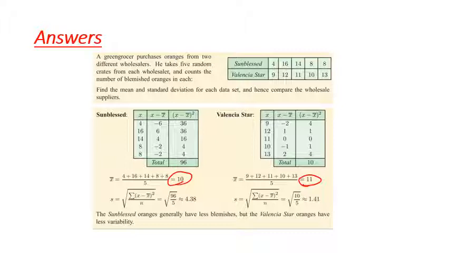However, when we go through and we look at the difference between the values and the mean, all right, so we're now looking at our second column of each, you can see that Valencia Star has smaller numbers here, or a smaller difference. All right, so then when we square them in our third column, you can see that the total for Valencia Star is actually a lot less, which therefore correlates to a much smaller standard deviation for Valencia Star. Okay, so they're more consistent, even though on average they have one more blemish, they're actually more consistent with their oranges. So I'm hoping that you were able to come to that conclusion.